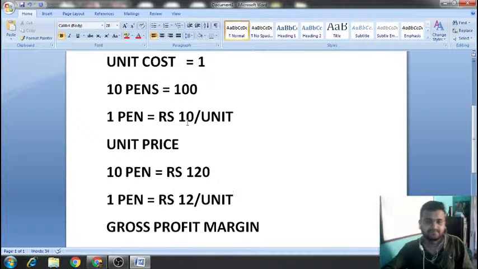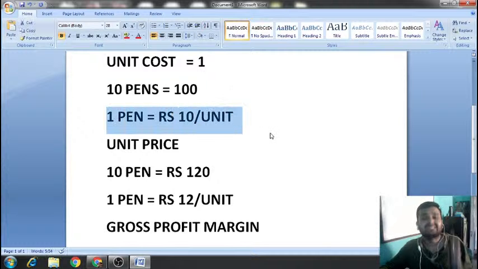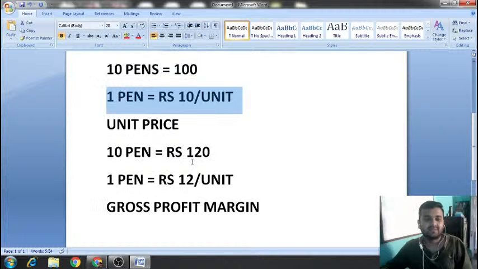So for example, if 10 pens are costing you rupees 100, as I gave you the example, what will be the cost of one pen? That will be rupees 10. Clear? And then if you are selling the same pens, 10 pens you are selling at rupees 120, your selling price of one unit will be 120 by 10, that is rupees 12.